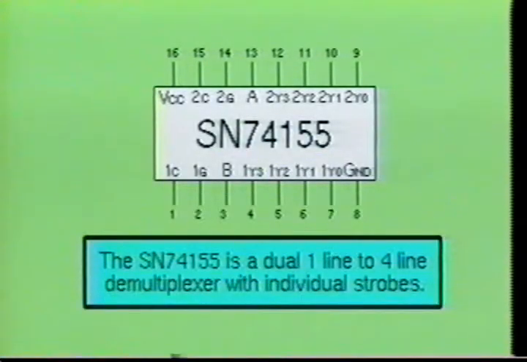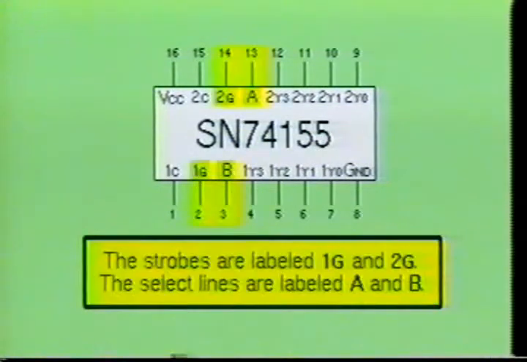Here we see the SN74155, which is a dual 2-to-4 demultiplexer integrated circuit. Internally, this IC contains 8 3-input NAND gates, 2 2-input NAND gates, and 5 inverter gates. The SN74155 is a monolithic TTL integrated circuit featuring dual 1-line to 4-line demultiplexers with individual strobes and common data inputs in a single 16-pin package.